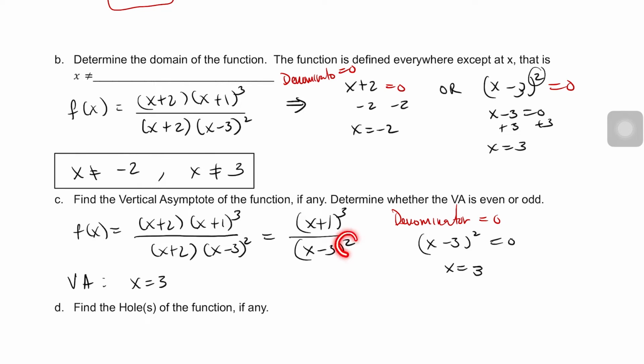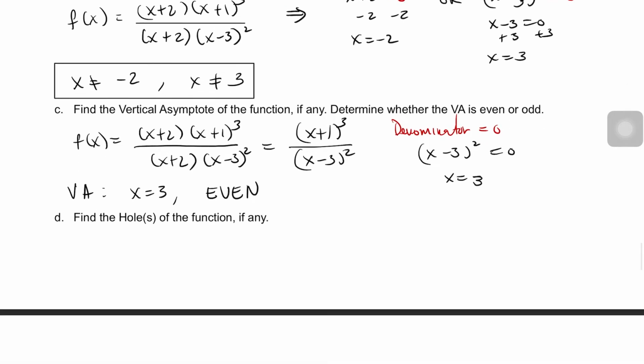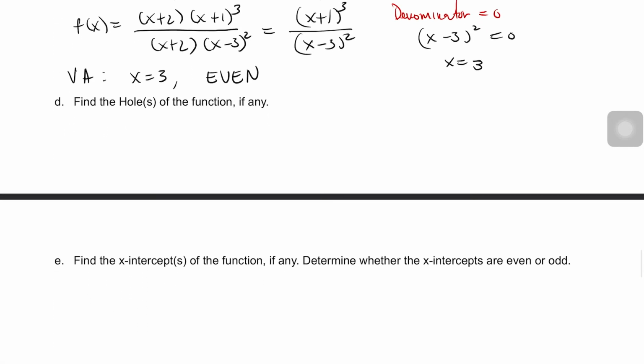Now, to determine whether this vertical asymptote is even or odd, all we have to do is look at the power of the factor of that vertical asymptote. That power happens to be 2. A 2 is an even number, so we're going to say this is an even value. What's important about that is it will help us understand the shape of the graph of this one.